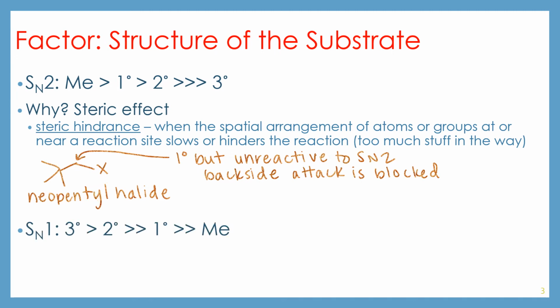For an SN1 reaction, you want more substitution. So a tertiary substrate, SN1. A secondary substrate, SN1 is highly possible. And the reason why is carbocation stability.